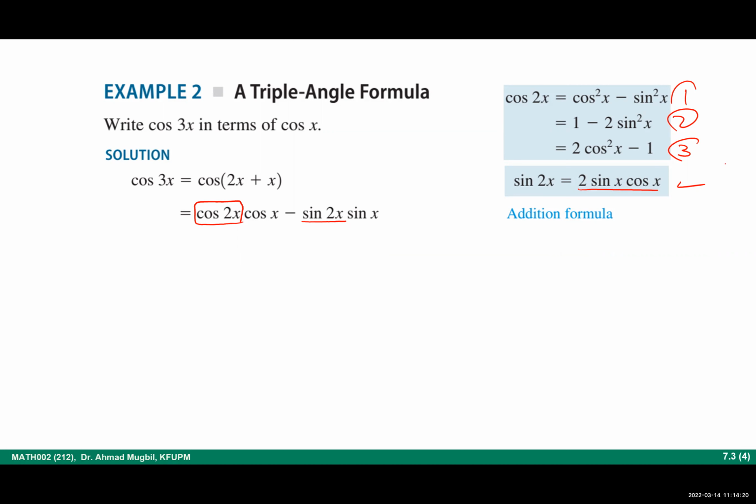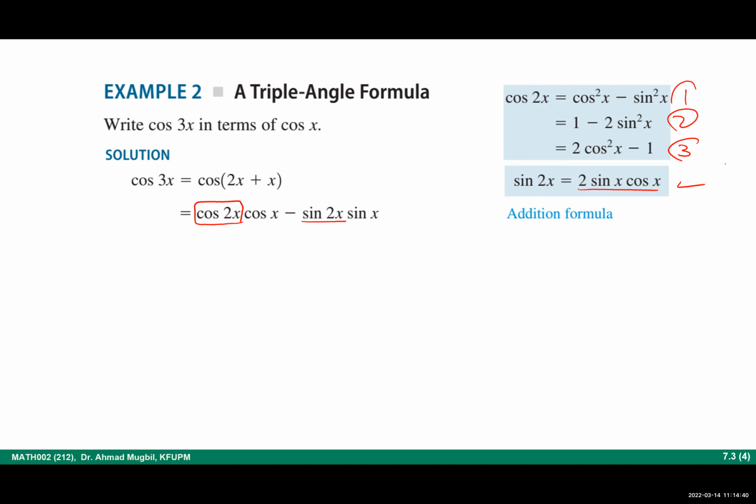I think so. Abdullah, the third one. Why? Because we don't have sine. The third one is the best. Why? Because we have one variable before the minus sign. Abdul Aziz, Abdullah.